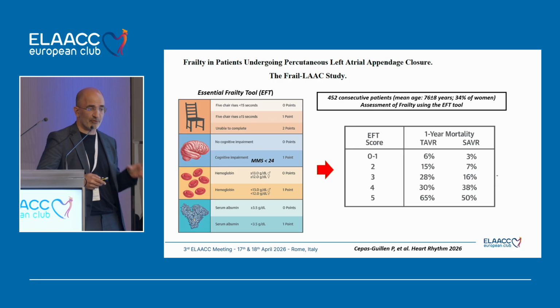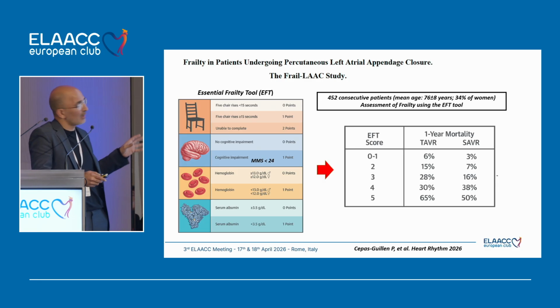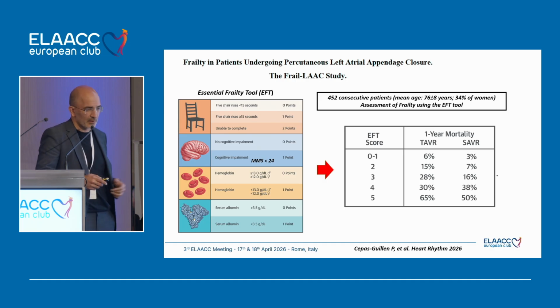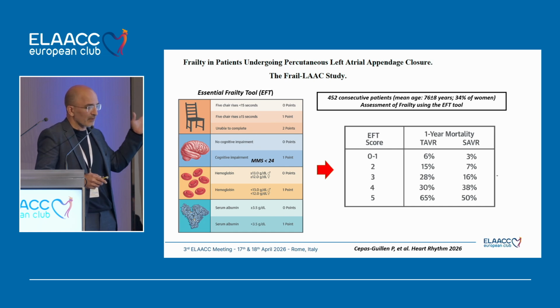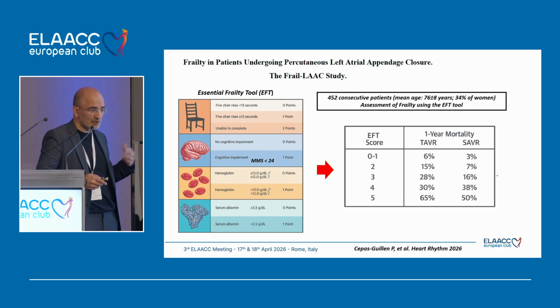And so they assessed frailty in a prospective fashion. And this is a very easy tool. There are a lot of frailty tools that have been published, but you have this 5-chair rises test. If it's less than 15 seconds, it's 0 points. More than 50 seconds, it's 1 point. And unable to complete is 2 points.